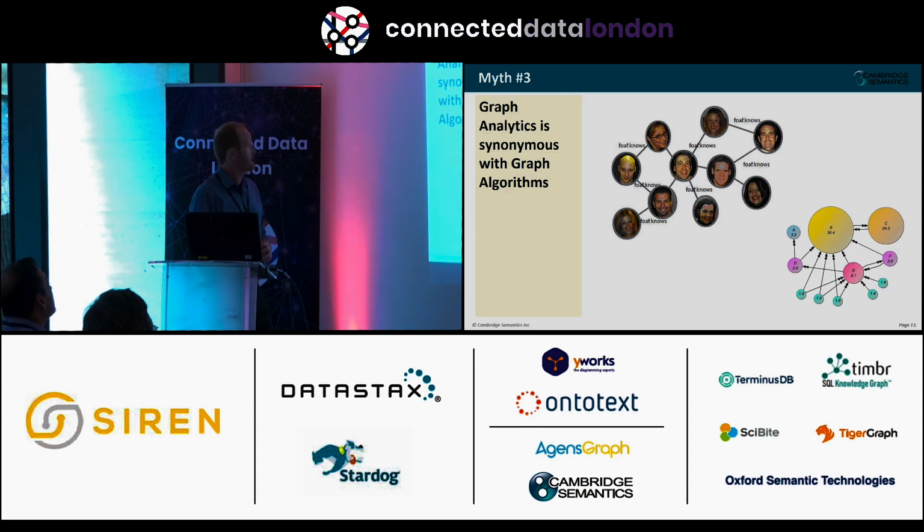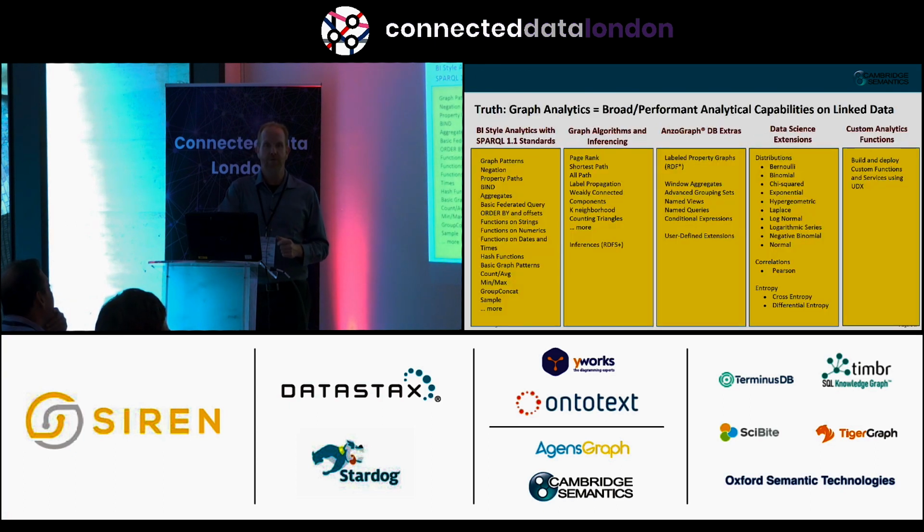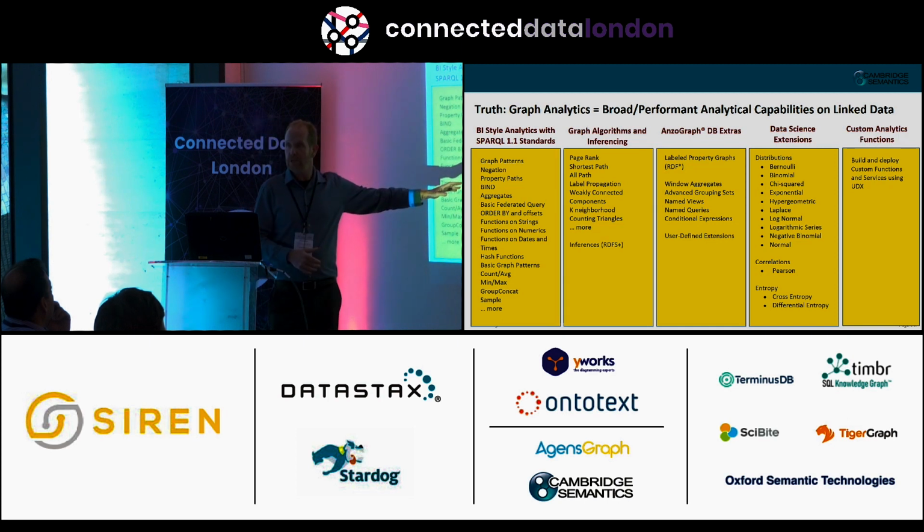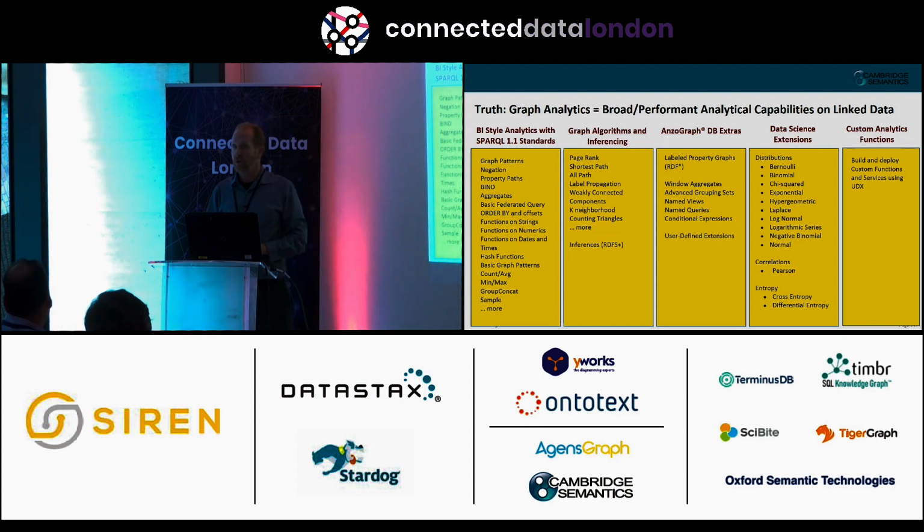So myth number 3 is that analytics is synonymous with graph algorithms. While graph algorithms are very important, there are a lot of other types of analytics or analysis that you may want to do, which are important for data that's stored in your graph. If you take all of your data from a relational database, you want to be able to do a lot of the types of queries that you can do in a relational database, such as aggregates or windowed aggregates, advanced grouping, cubing, these types of things. We have all the different graph algorithms. We also support inferencing, so the ability to create additional triples in your database based upon rules.